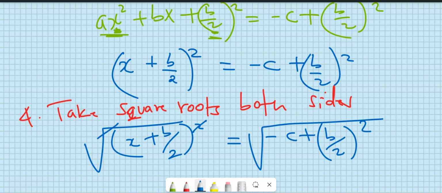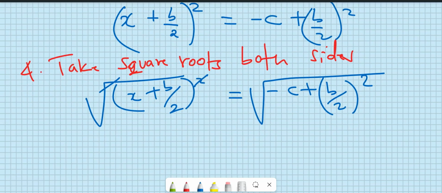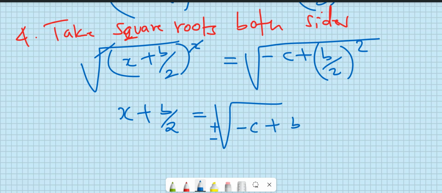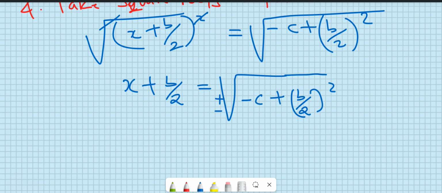So these two cancel with the square root to have x plus b over 2 equals to the square root, and actually it's plus or minus, because anything you square root, you have to get a plus or a minus. So plus or minus negative c plus b over 2 squared. So therefore, now the fifth step is to do what?